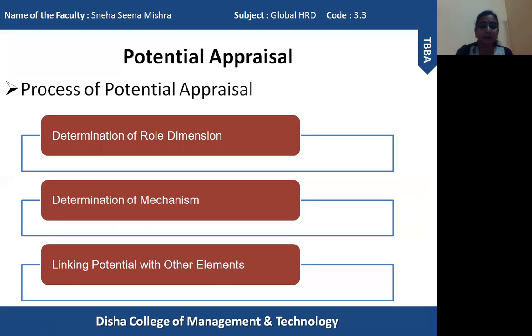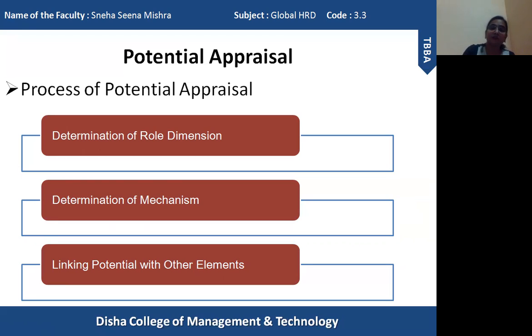Okay, the second point is determination of mechanism. So mechanism here means that after determining the role, because in determination of role all the qualities, all the skills are found out, the next step is we have to create a mechanism that can actually help to determine the intensity of each and every potential, to evaluate each and every potential, and for that purpose a proper mechanism needs to be determined.